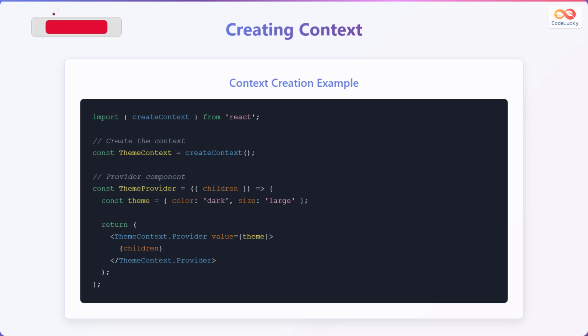Here's an example of a provider component. The provider component is created like this: const ThemeProvider equals children. Inside it, define the context value. For example, const theme equals color: dark, size: large. The return statement contains the provider: return ThemeContext.Provider value equals theme, children, /ThemeContext.Provider.